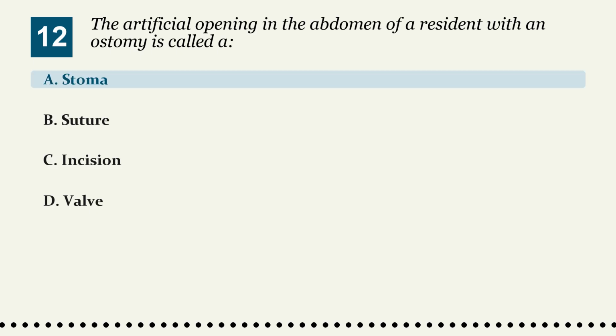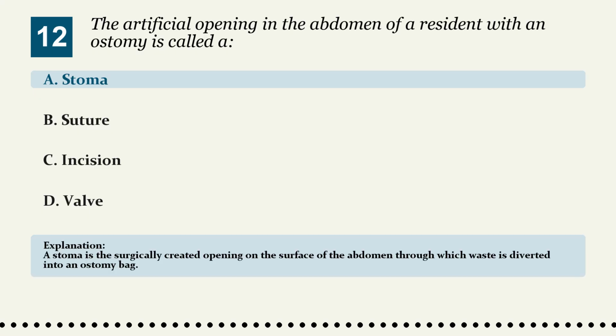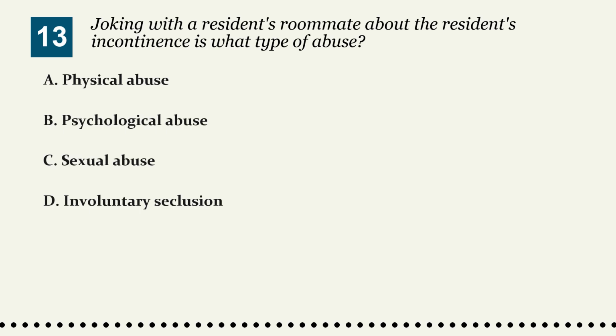The correct answer is option A, stoma. A stoma is the surgically created opening on the surface of the abdomen through which waste is diverted into an ostomy bag. Question 13. Joking with a resident's roommate about the resident's incontinence is what type of abuse?